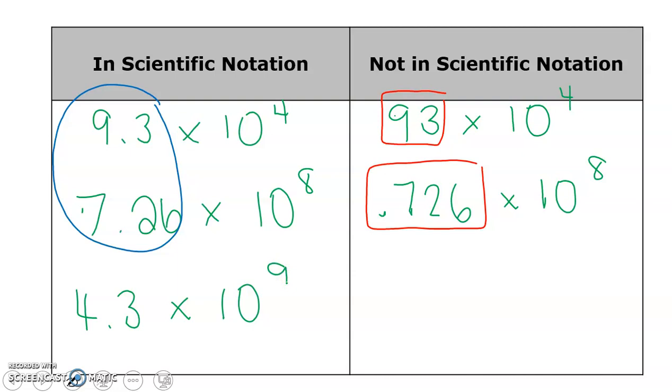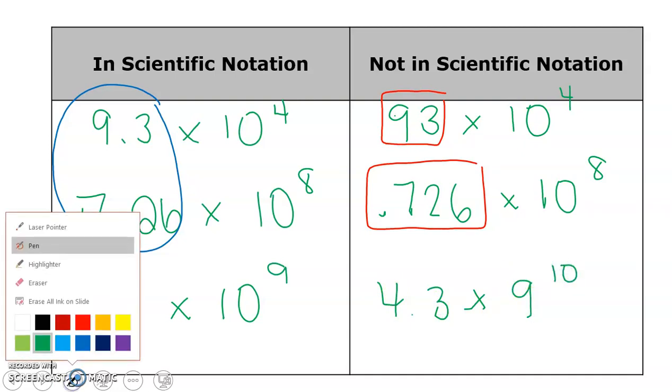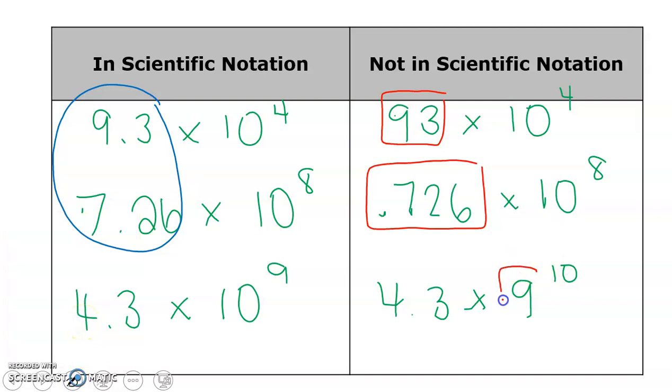It looks like the other ones, written well, but if I change it to 4.3 times 9 to the 10th power, that is not in scientific notation. The base number that we're multiplying here always has to be a 10. In scientific notation, that's the only number that works, so a 9 would not be. It looks like maybe we accidentally mixed up the 10 and the 9 here with the base and the exponent.